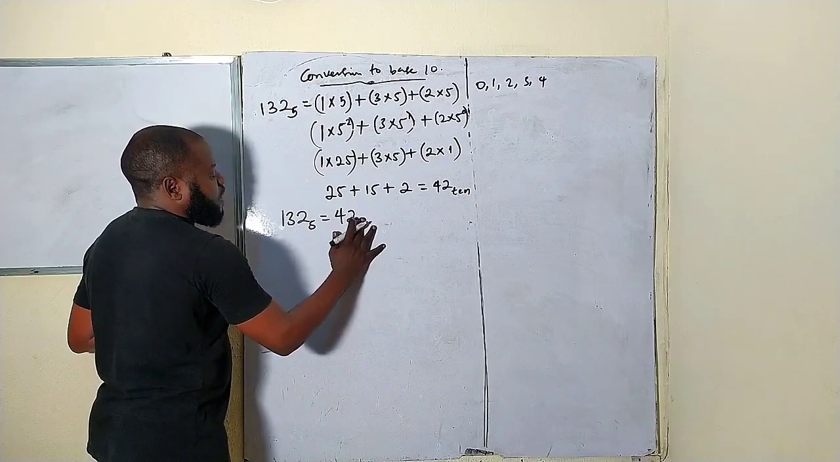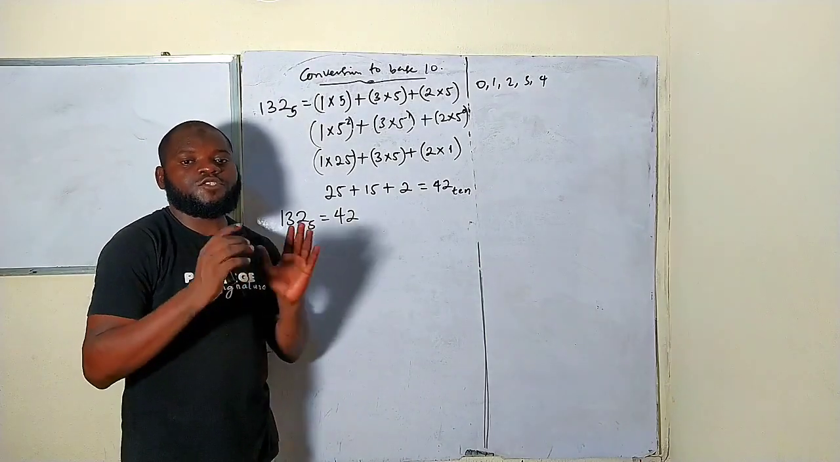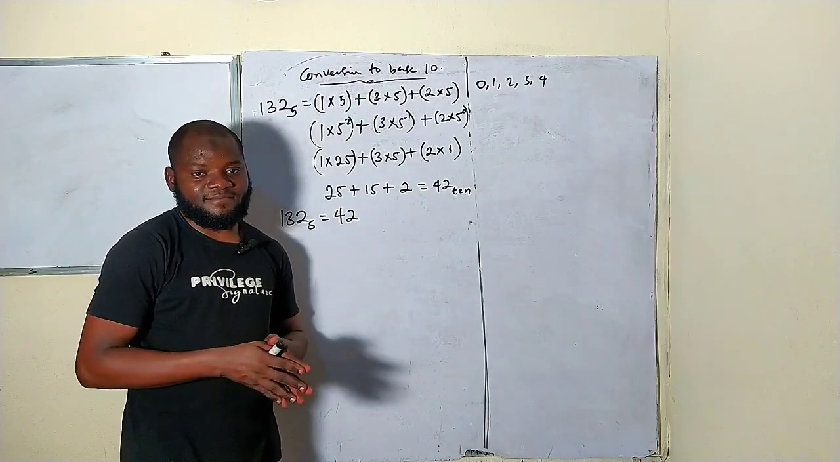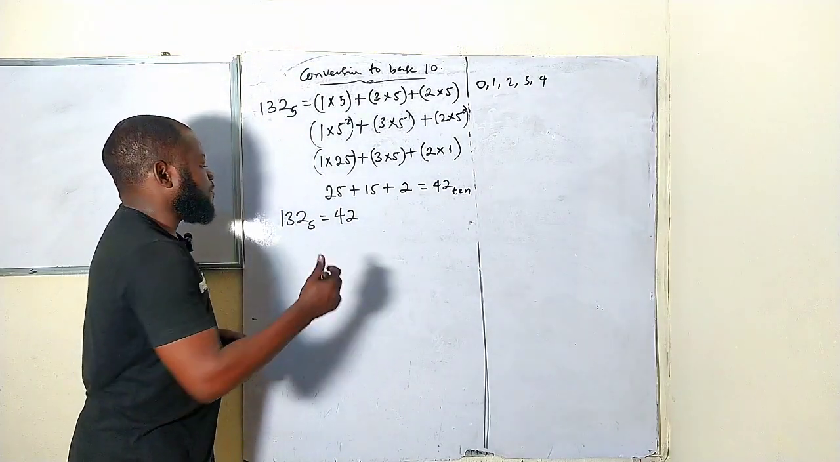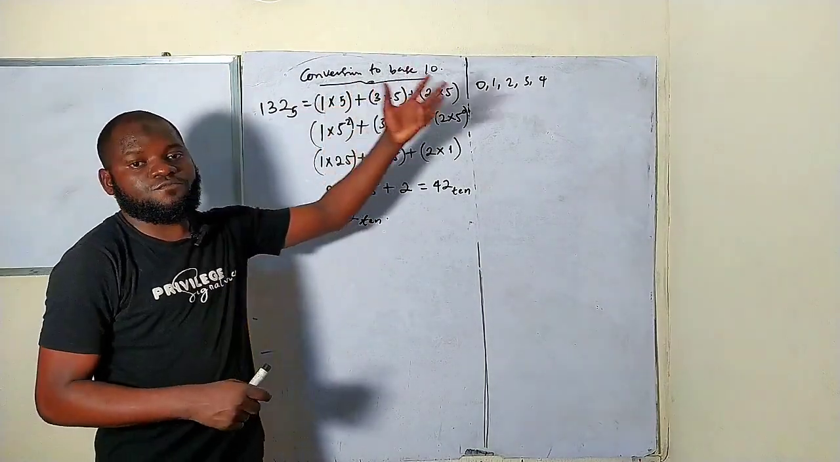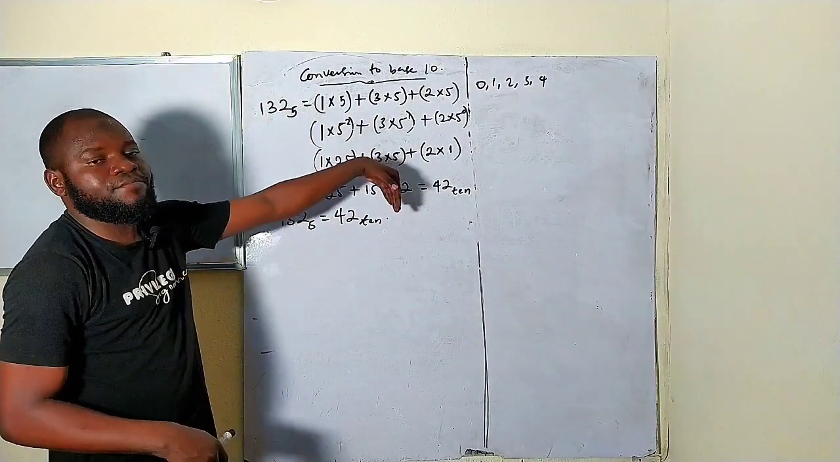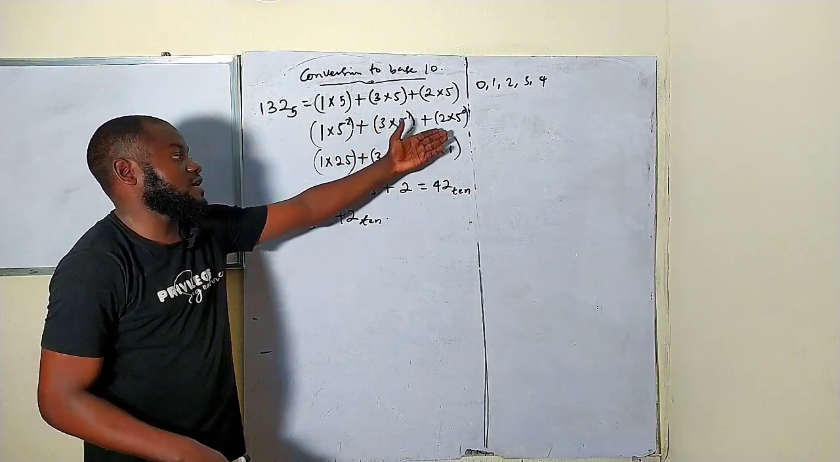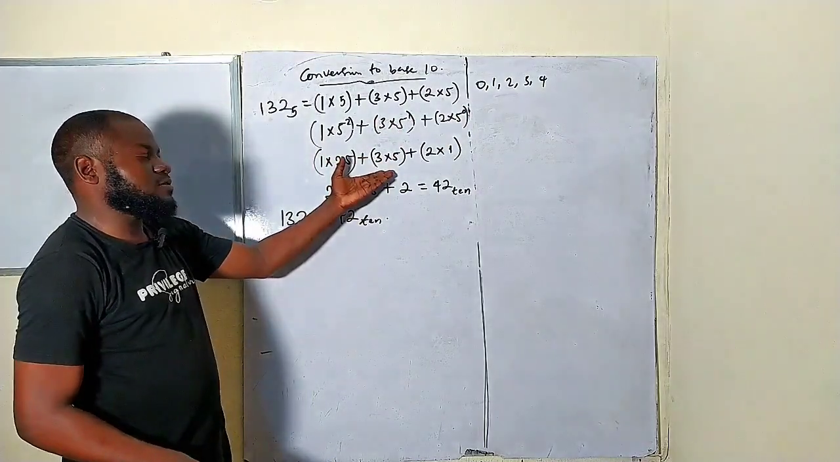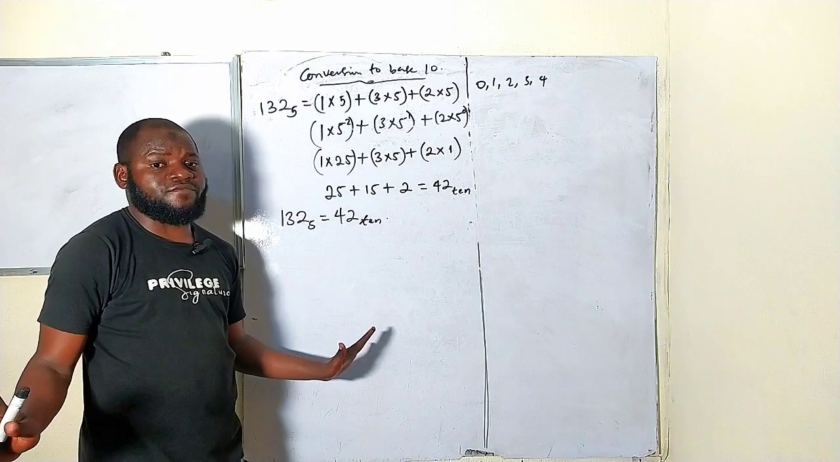Or I can write it without indicating the base. When they write a number like this without indicating the base, just know that it is in base 10. But let me just indicate the base. So that's how to convert from one base to base 10. For any number you have, multiply each digit by the base, then fill in the second step by placing their values, then the third step, and you arrive at your answer. I believe the summary is clear, right?